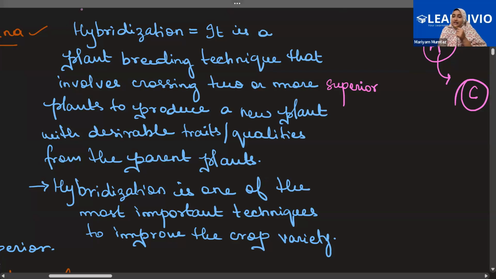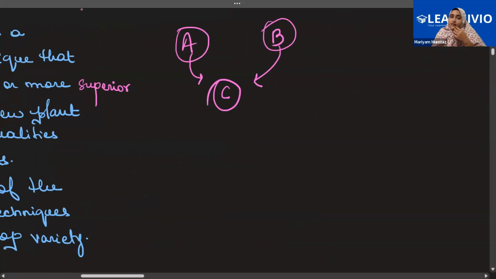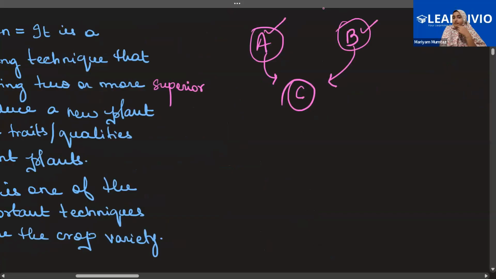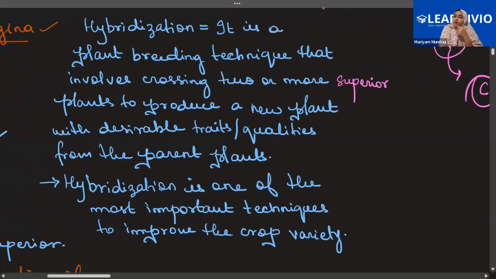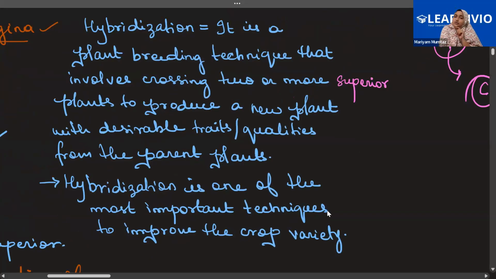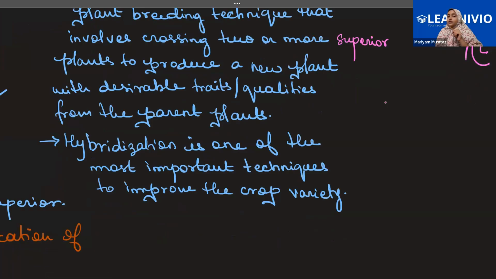This whole technique is, for example, we take the pollen from this plant and the female from this plant, and then the offspring C will be made. In that case, we call it hybridization. It is an artificial process in which human interference is involved. It can be used to produce better plants and a greater quality of crop. Hybridization is one of the most important techniques to improve crop variety. Clear, students? Yes, ma'am.